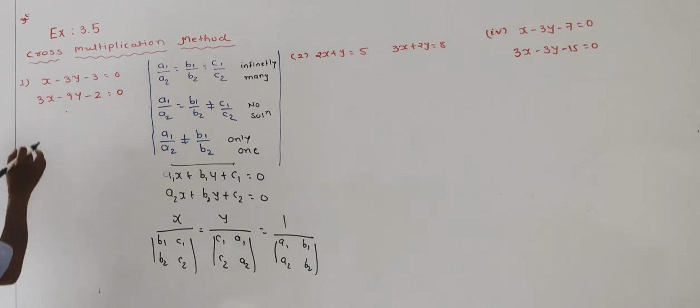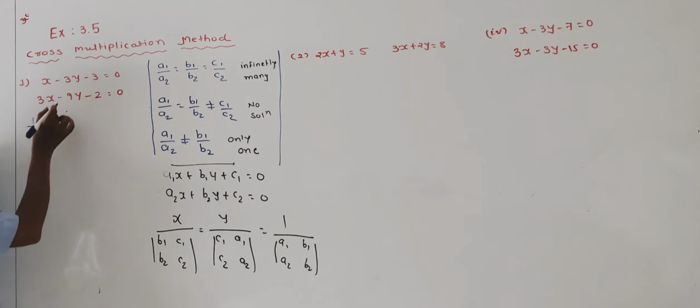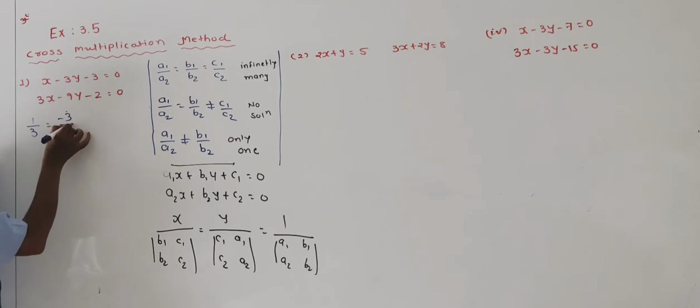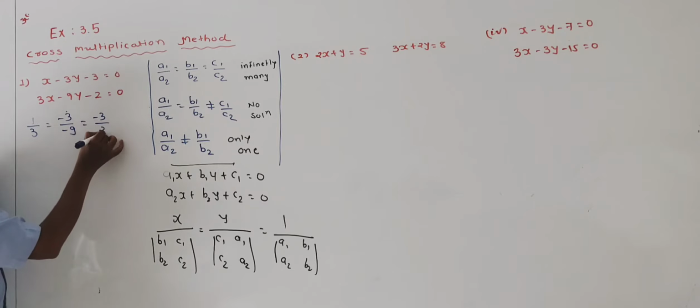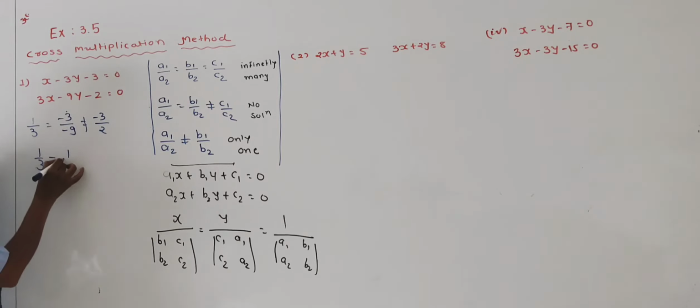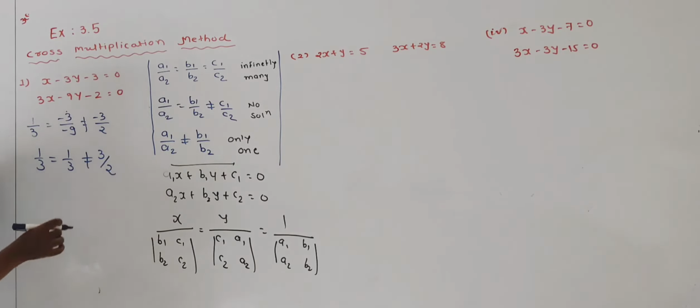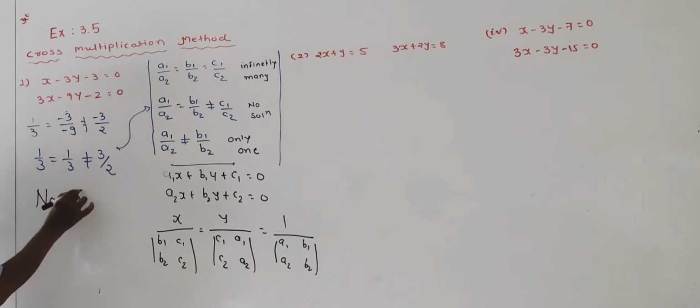So first of all we are going to check the ratio. Here a1 upon a2 is equal to 1 upon 3, b1 upon b2 means minus 3 by minus 9, and here minus 3 by minus 2. So 1 upon 3 is equal to 1 upon 3 is not equal to 3 by 2. So this is this case, so there is no solution for these equations.